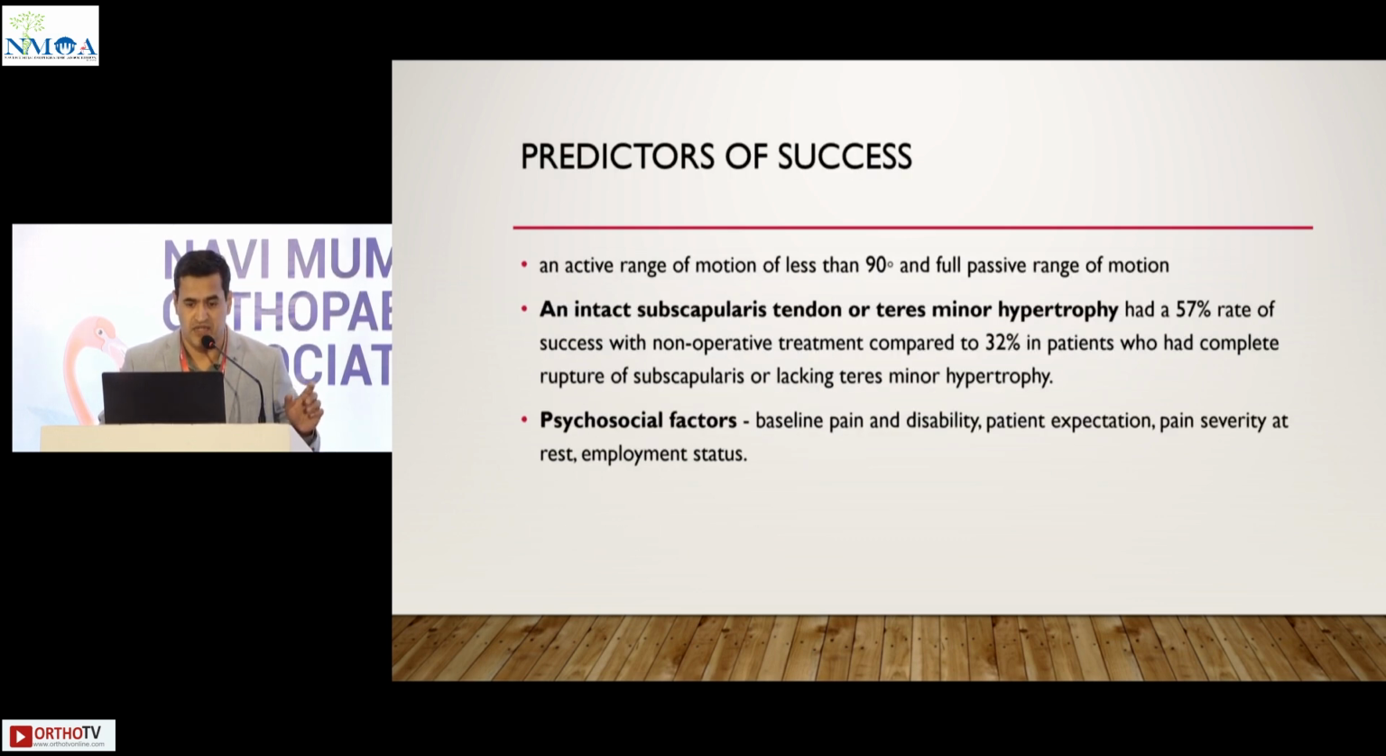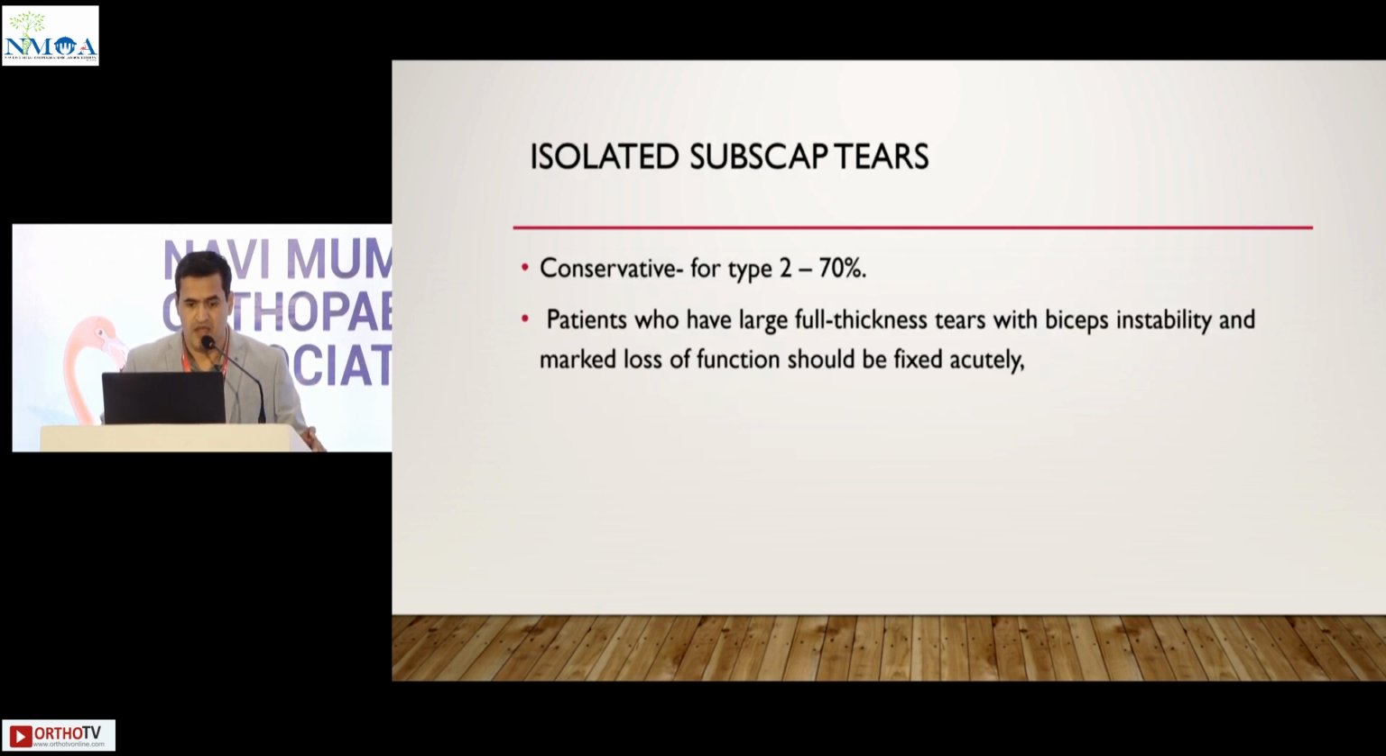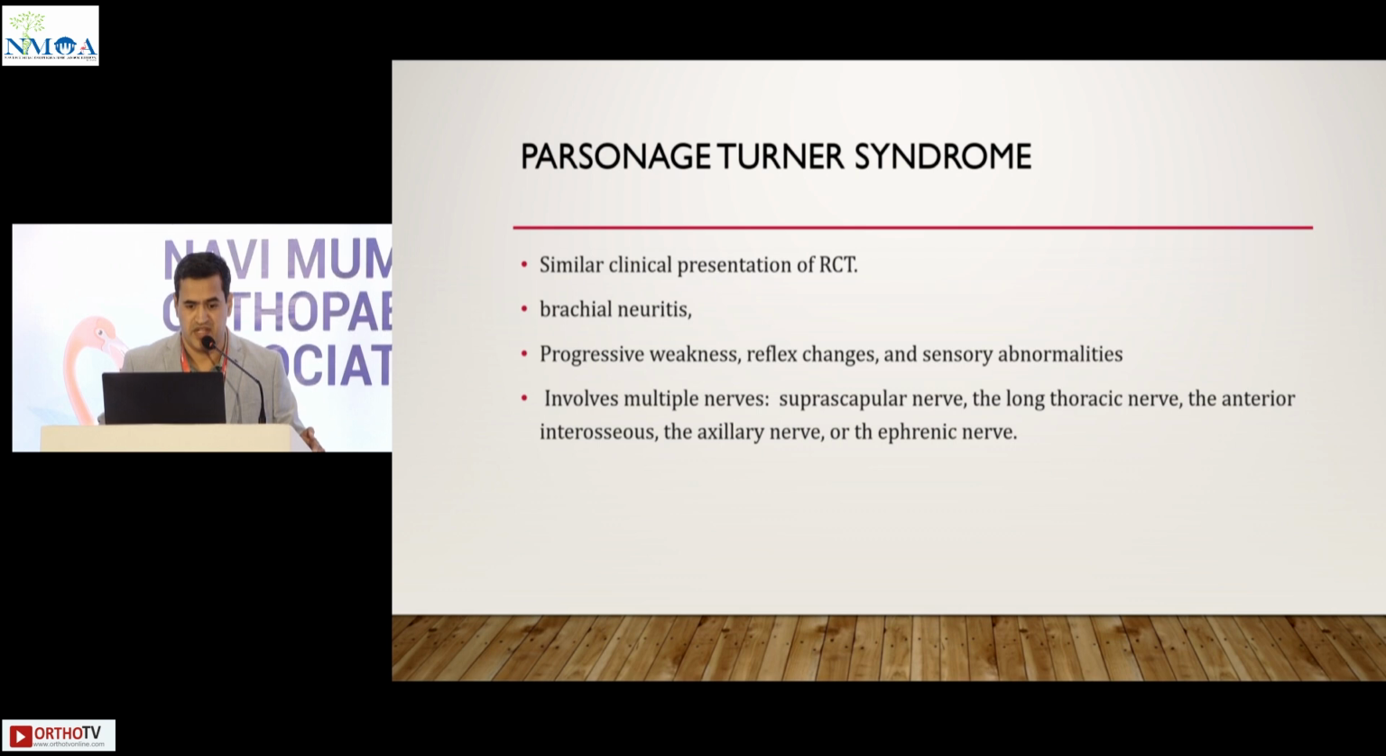Predictive of conservative therapy success is an intact subscap and teres minor hypertrophy, and the patient should be willing to undergo the exhaustive physiotherapy protocols. So for an isolated subscap tear, the rule is type 2 tear, 70% will respond to conservative therapy. Type 3 and 4, they will have to go the surgical line of management.